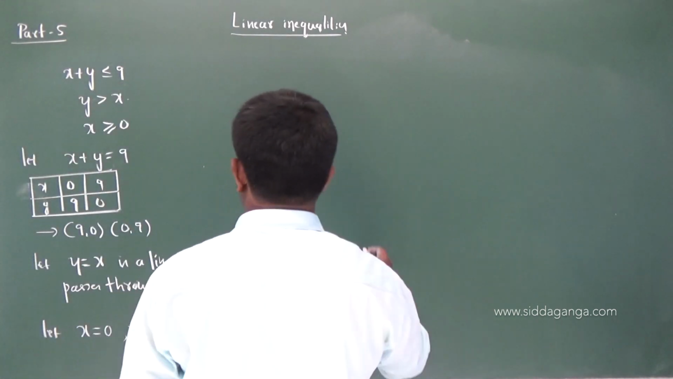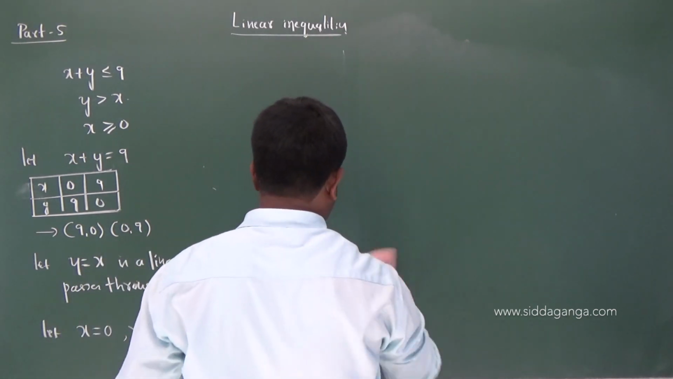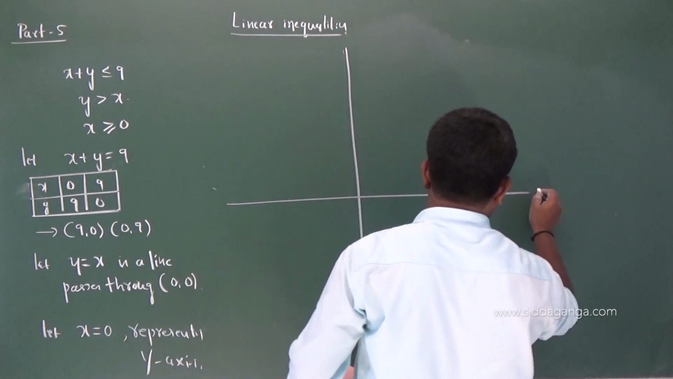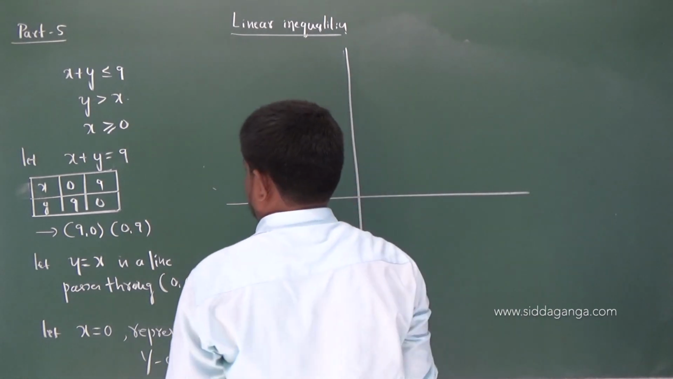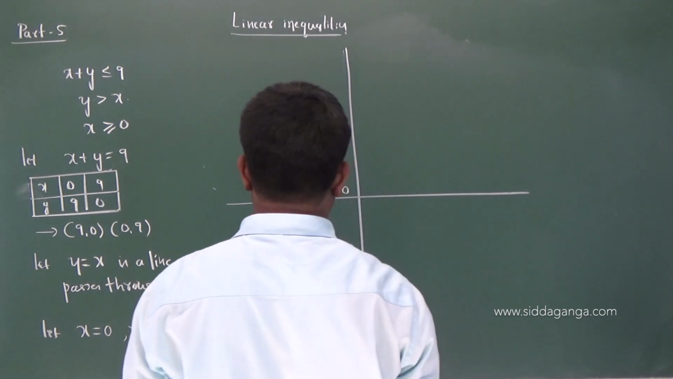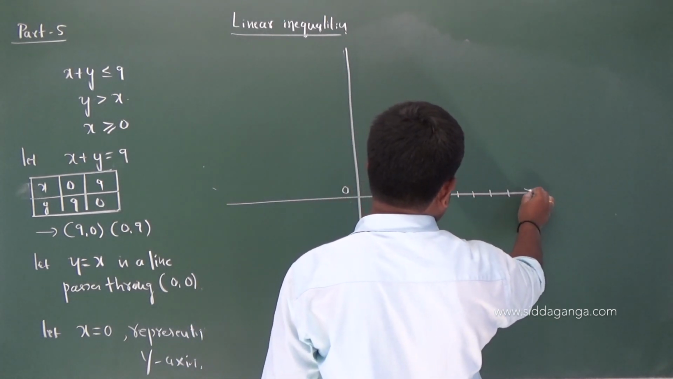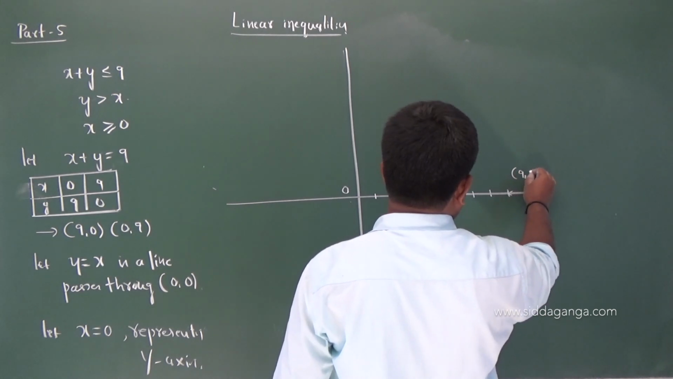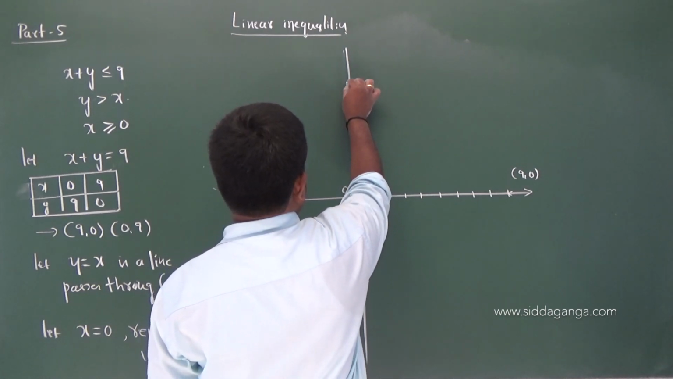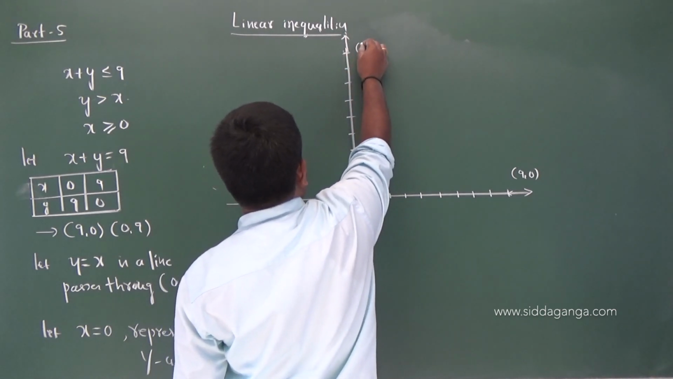So now let us draw the lines. (9, 0) and (0, 9): 1, 2, 3, 4, 5, 6, 7, 8, 9. This is (9, 0). 1, 2, 3, 4, 5, 6, 7, 8, 9. This is your (0, 9).